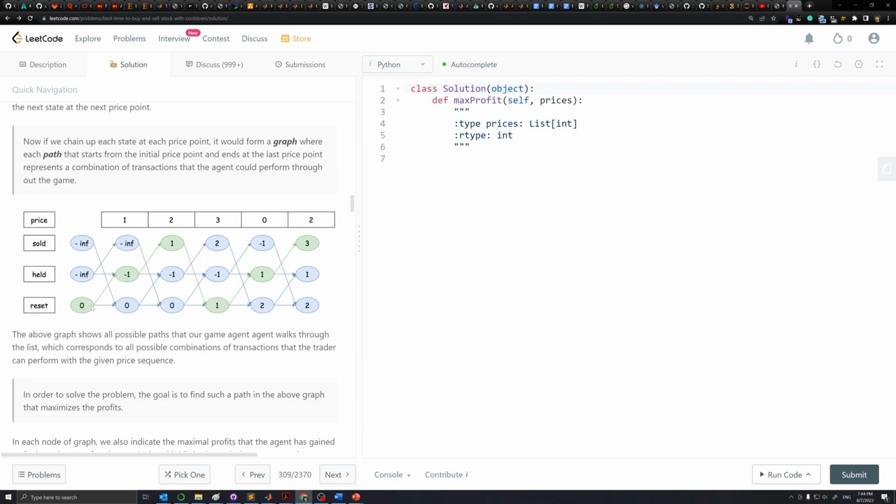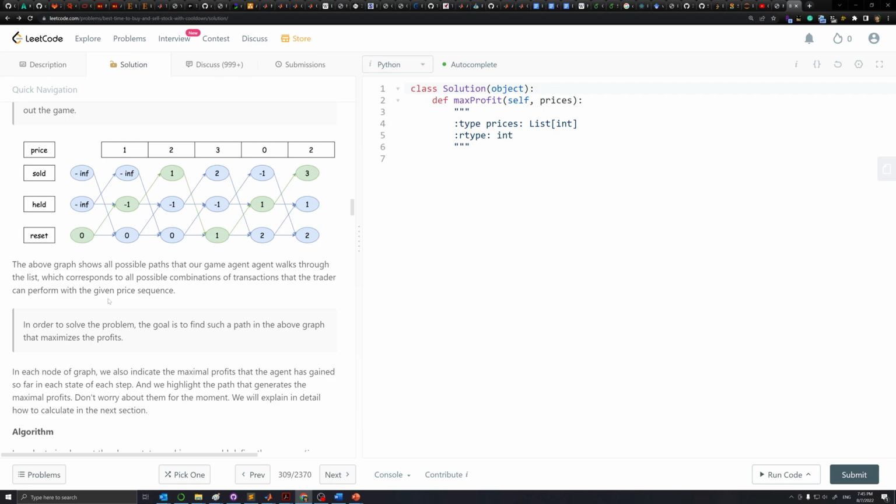And then we could choose to keep doing nothing and we still stay in this reset state, or we can go to held by purchasing this stock at today's price, which is $1. And then once we're in held, we can either go to sold or we can stay in held. Right. Okay, now I'm starting to understand this sequence. And what do those values mean?